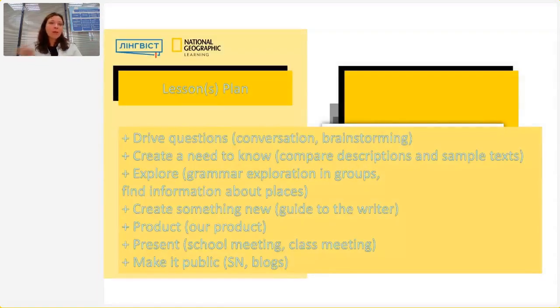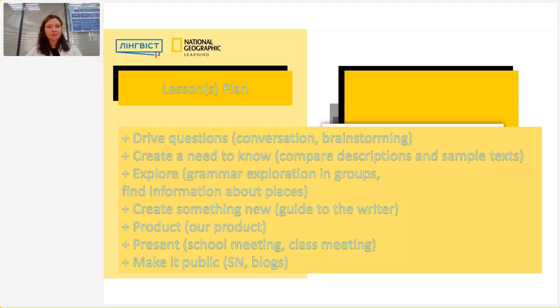Poster, yeah, you can put this poster in the hall of your school, like 5 cities. So your class created 3 cities which you can visit. Choose or vote. Yeah, vote for the best city. So you really make it public. You can do it on your school level, on your town level, or on the world level.